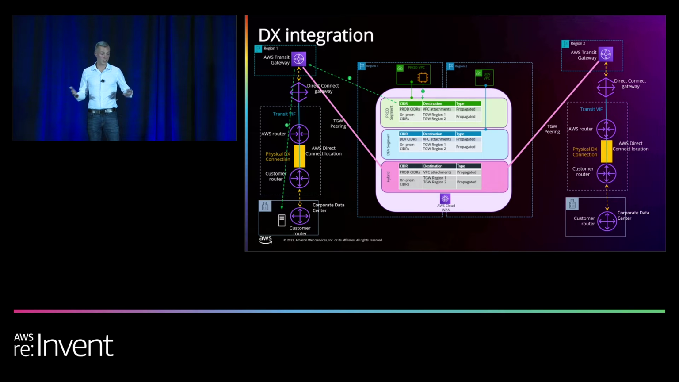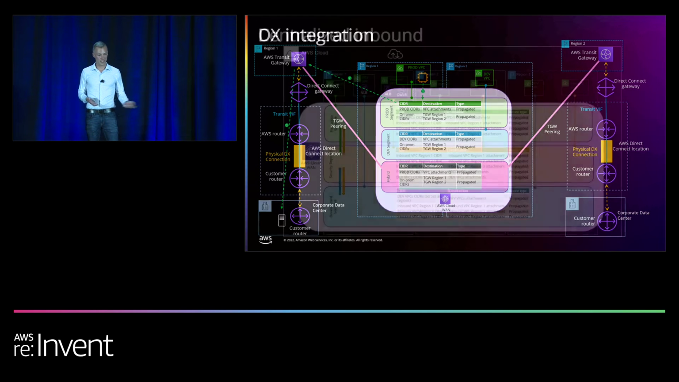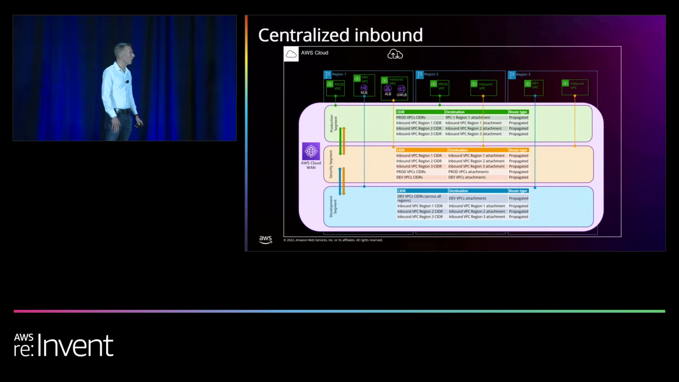So a great way to integrate these two today and have that on-prem routing. Another common architecture we see is centralized inbound. There's kind of two camps. Some people love this, some people hate it.